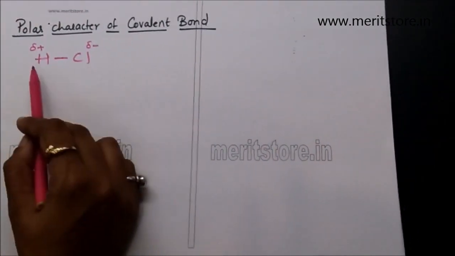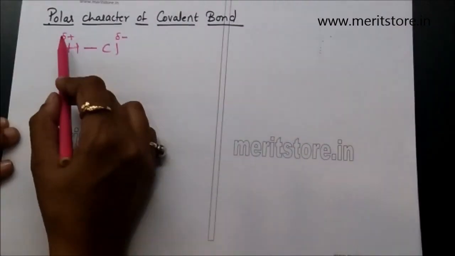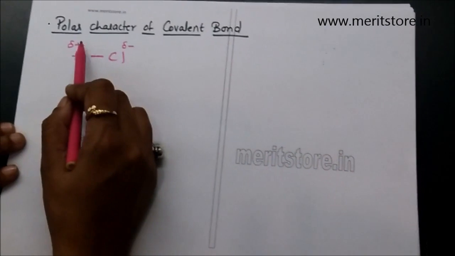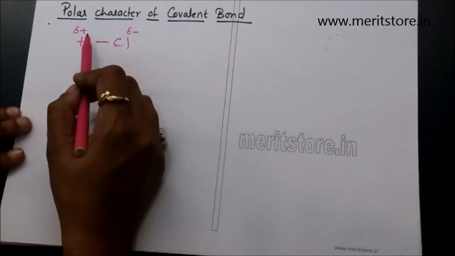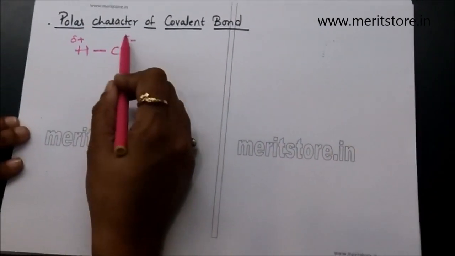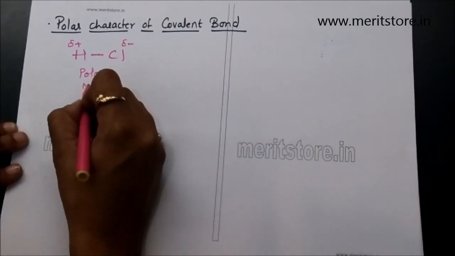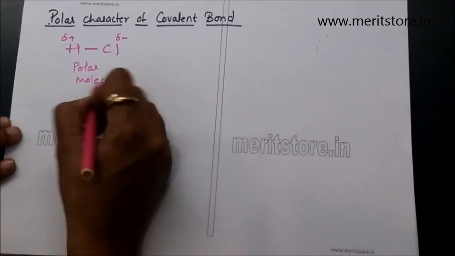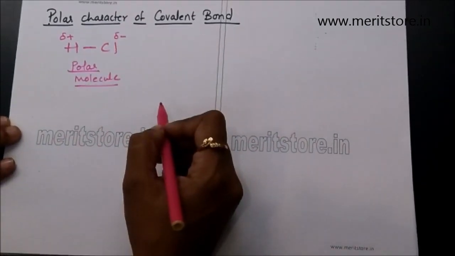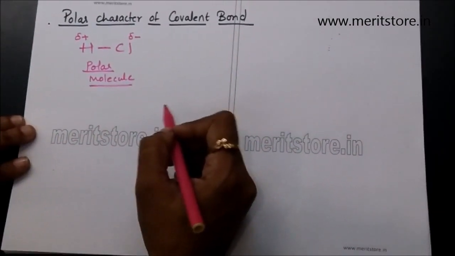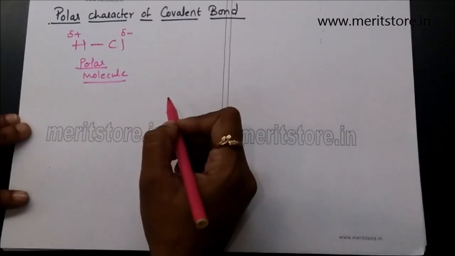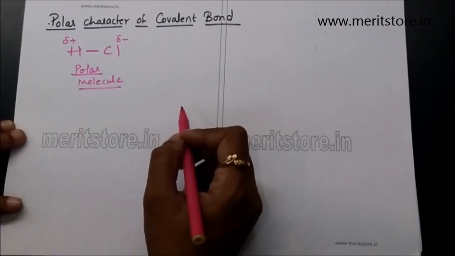So due to the difference in electronegativity, 2 poles are created. One side of the molecule is partially positive and the other side of the molecule is partially negative. So 2 poles are created, hence we call this molecule a polar molecule. So the polarity of the bond is the magnitude of the electronegativity difference, which reflects its degree of polarity.